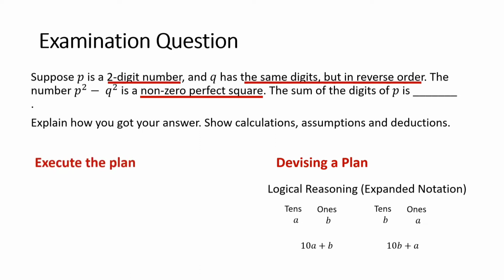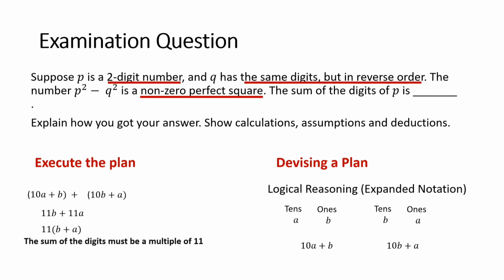So let us execute the plan. When I sum both digits, I will have 11B plus 11A. This factorizes into 11 times B plus A. There are several implications here. The first implication is that the sum of the two numbers is a multiple of 11.